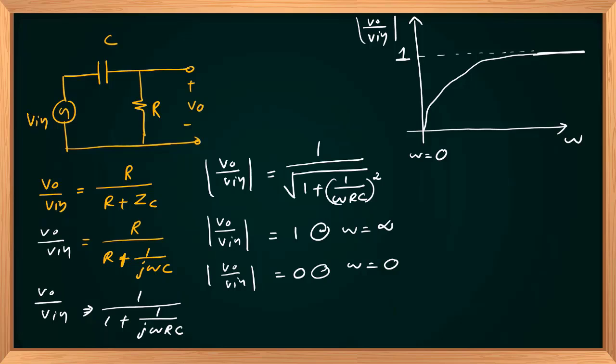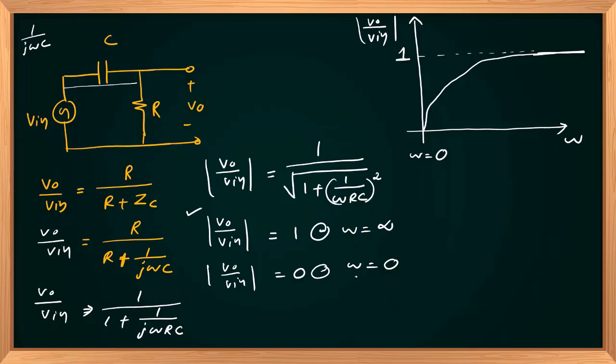As omega tends to infinity, the capacitor acts as a short circuit. Its impedance is 1 over j omega C. As omega tends to infinity, impedance will become 0, short circuit. So V out equals V in.